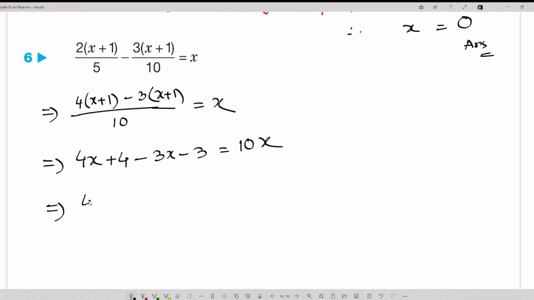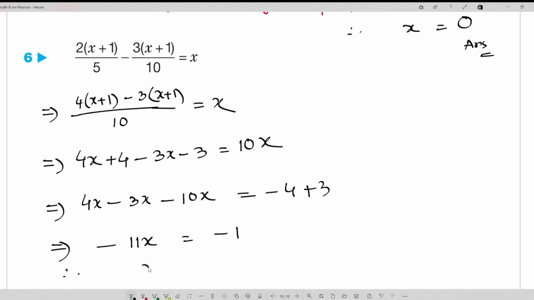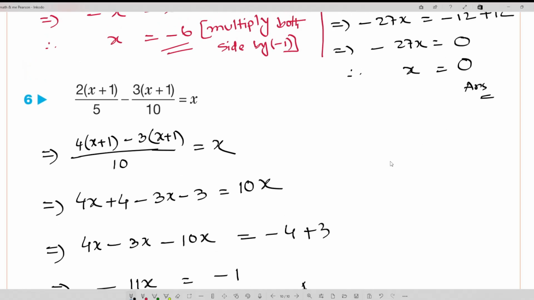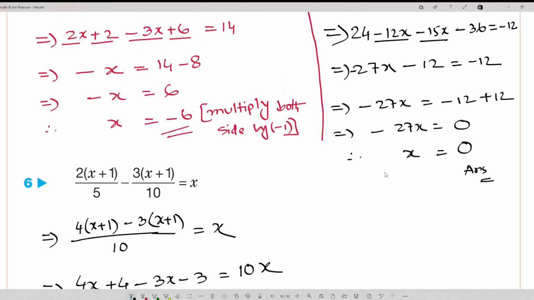So 4x minus 3x, and here is minus 10x, equals minus 4 and plus 3. Okay, so here is minus 11x, and here is minus 1. So the answer is x equals minus 1 divided by minus 11. So we can write 1 divided by 11, and this is our answer. Okay, clear? If you have any confusion, just write a line in the comments box.